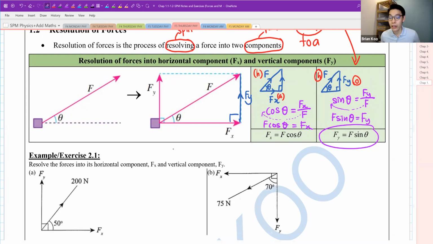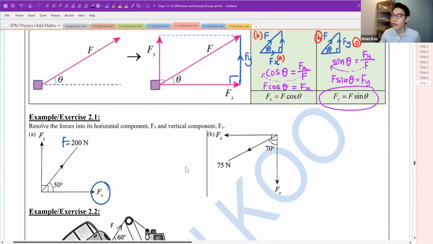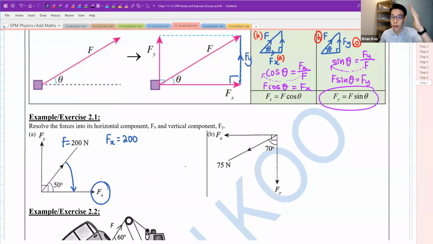To find out Fx, you no longer need to draw the triangle every single time. I'm going to teach you a trick. Your force is 200. To find out Fx, your 200 Newton, I need everyone's attention. Your 200 Newton is going to close down this angle, called 50 degrees. Close down the angle. Fx is equal to 200 close down the angle 50 degrees.